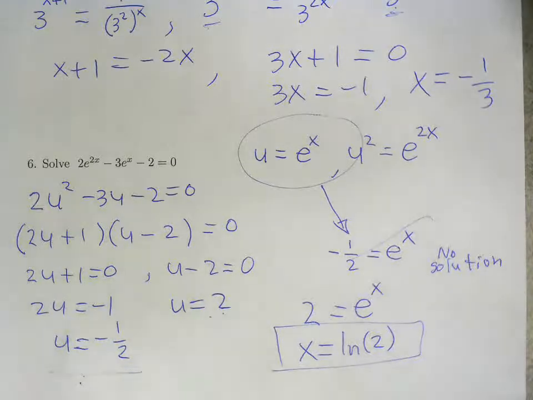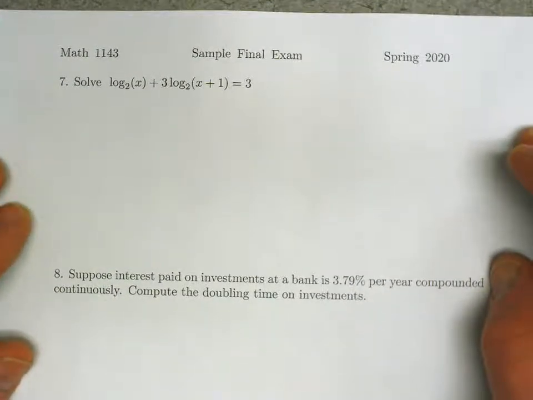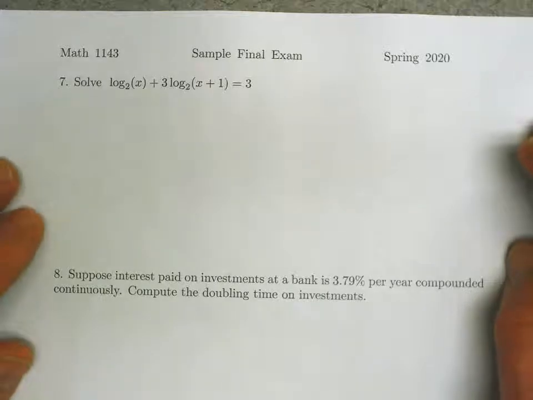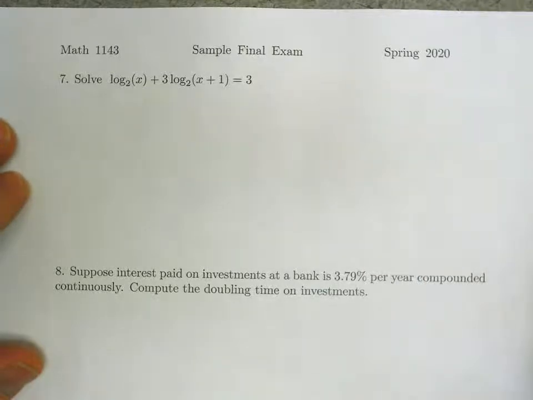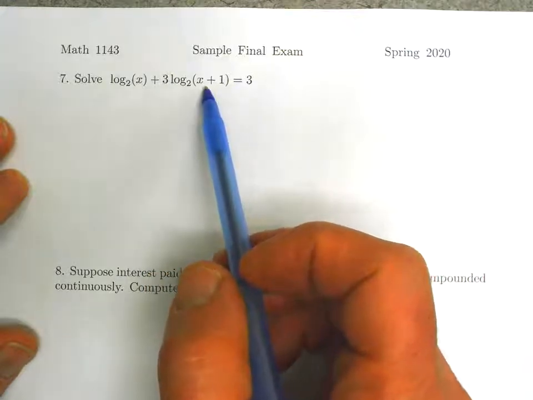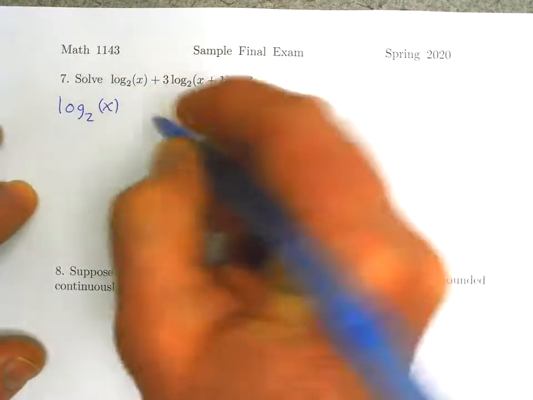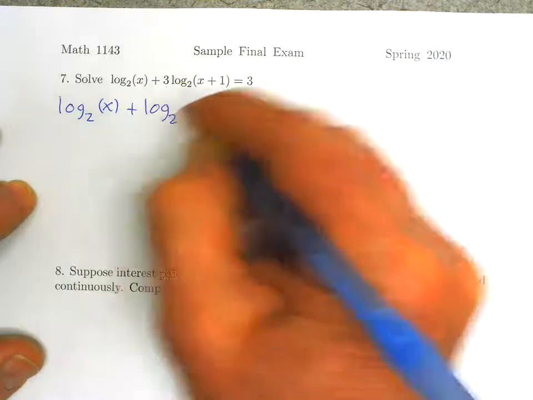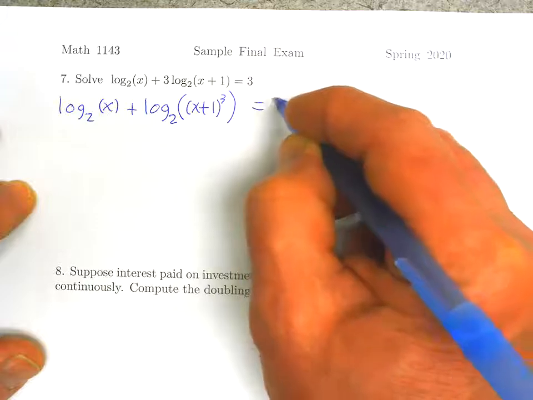Okay, the next equation that we'll look at is a logarithmic equation. So try not to panic on this one. The first thing we'll do is this coefficient 3 will move to the exponent on the argument. So it's log base 2 of x plus log base 2 of x plus 1 to the third equals 3.